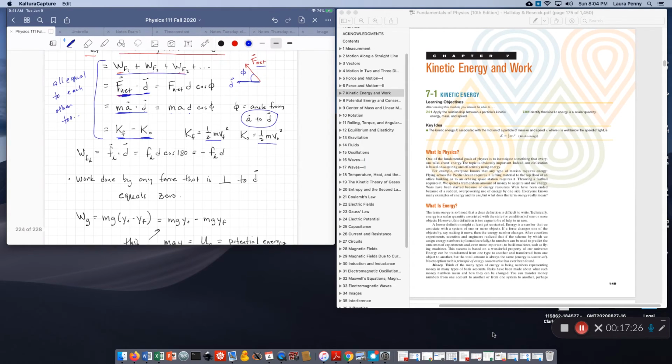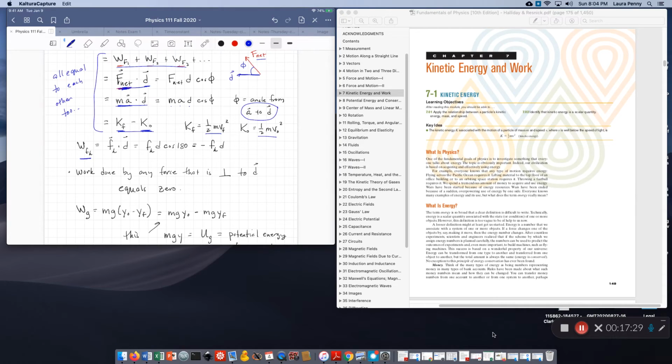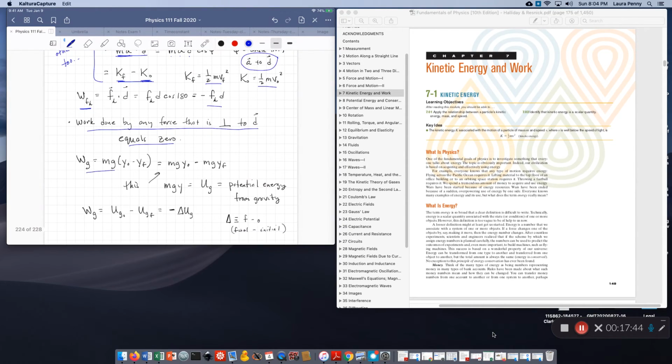All right. We've said that the work done by kinetic friction is negative the magnitude of the kinetic friction times the displacement. Remember that work done by any force that is perpendicular to the displacement is equal to 0. The work done by gravity is mgy naught minus mgy final. And in fact, this mgy, just as we had 1/2 mv squared, ended up becoming the kinetic energy. Mgy is called the potential energy from gravity, and it's capital U sub g.